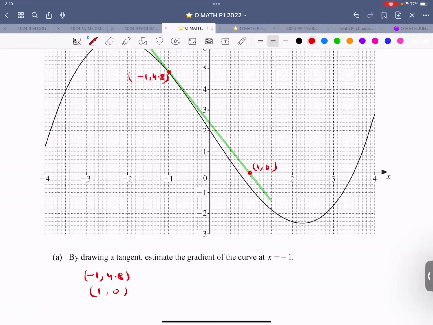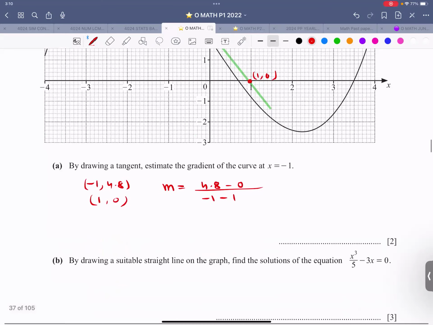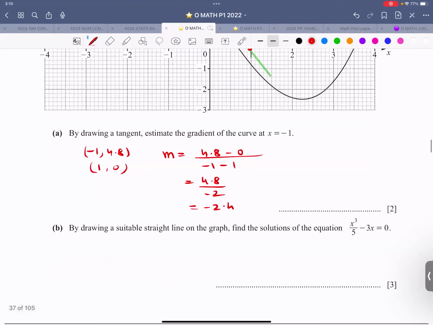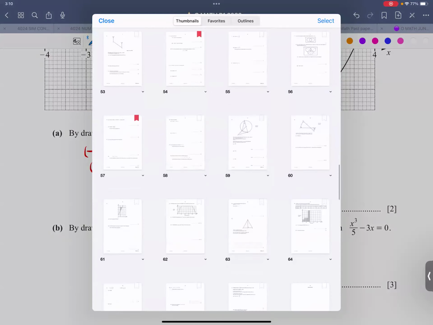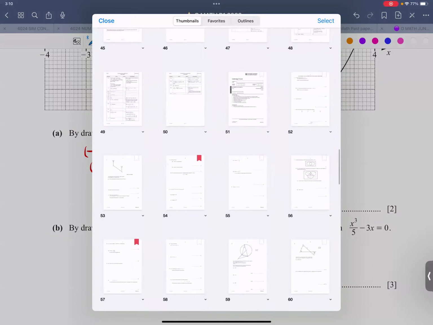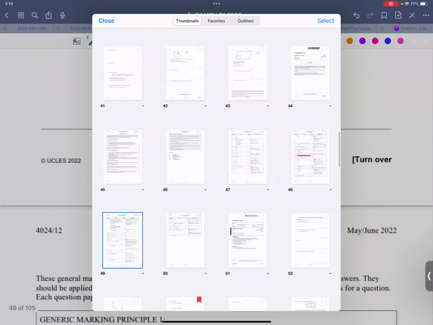This is 1, 0. Gradient will come out to be negative because the line is going down. 4.8 minus 0 divided by -1 minus 1. So 4.8 is 4.8, and this is -2. That comes out to be -2.4. That is the answer for this particular part. Now, the examiner has given us a range of values. So this is question 16. Let's have a look. So it is question 16. Let me have a look.